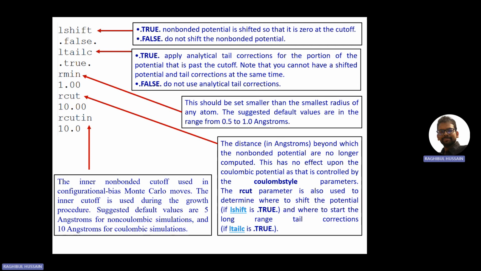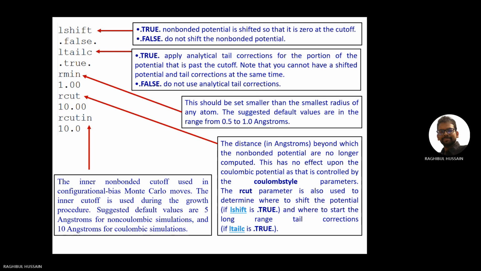So here is our R cut. R cut is the distance beyond which the non-bonded potential is no longer computed. After this distance, don't do this calculation. Only do your calculation for this LJ potential if the distance is less than 10.